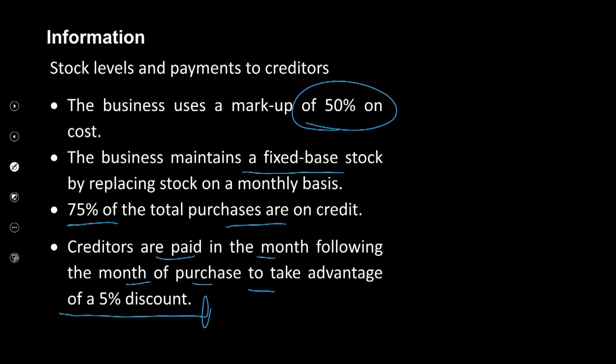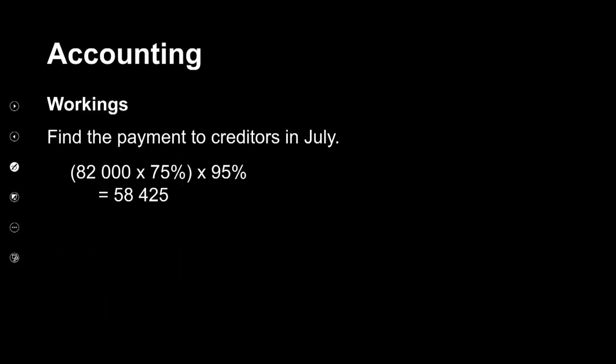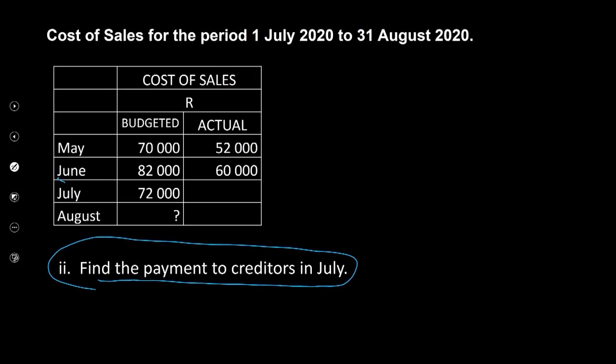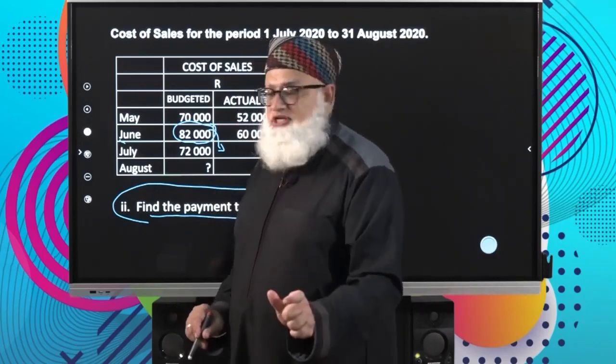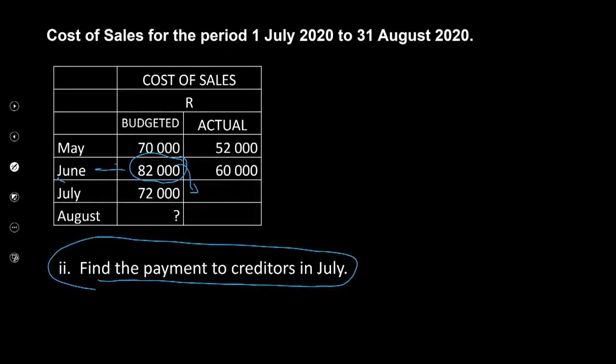Okay, so now what do we determine? The 82,000. What was the 82,000? You can clearly see here that the 82,000, if you purchased in June, you're going to pay that first payment in July. That's why the question said, find the payment to creditors in July. So in this case you have the cost of sales figure, and that's important: 82,000 is your cost of sales.